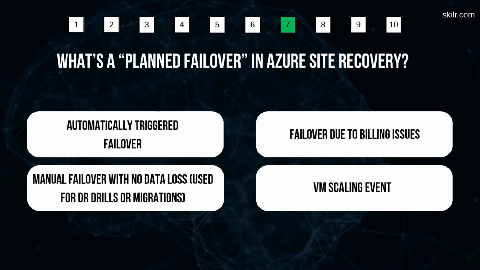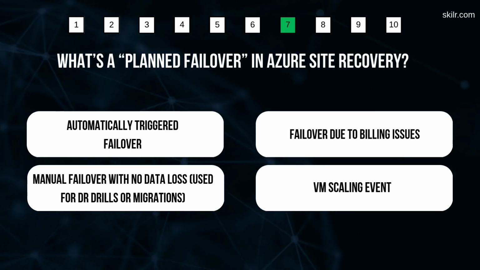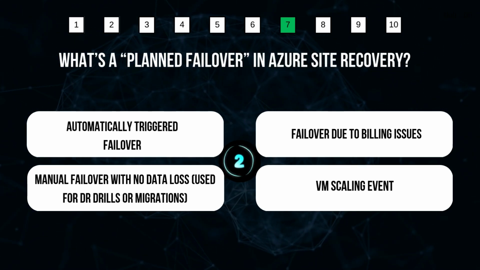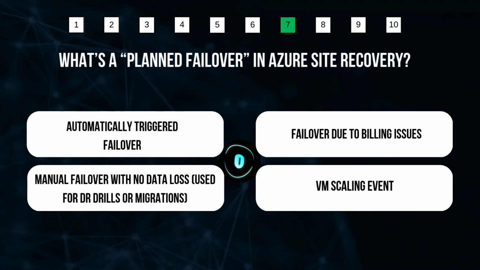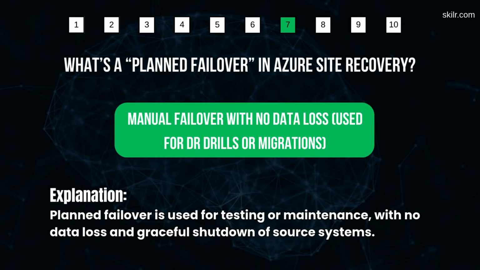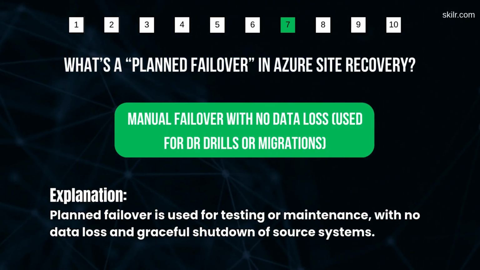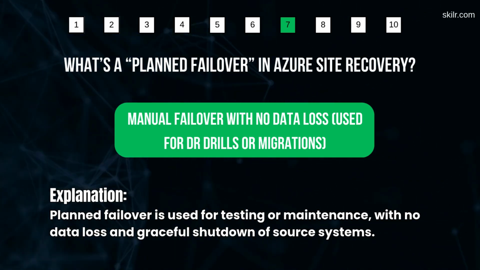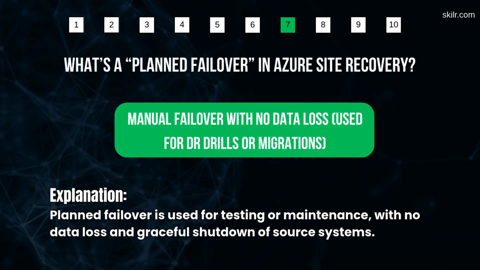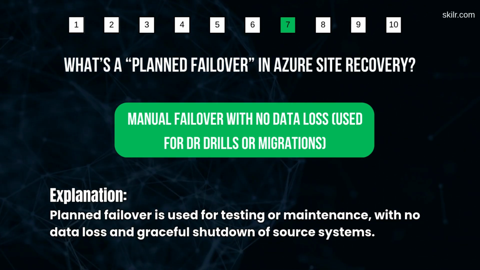Question 7. What's a planned failover in Azure Site Recovery? The correct answer is manual failover with no data loss, used for DR drills or migrations. Planned failover is used for testing or maintenance, with no data loss and graceful shutdown of source systems.